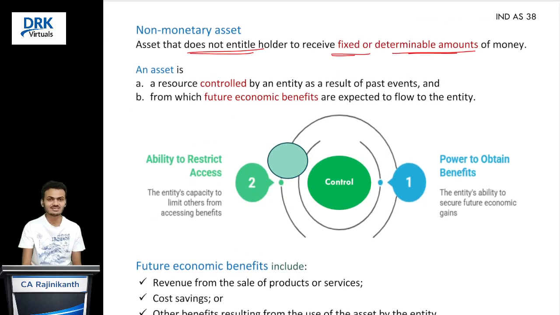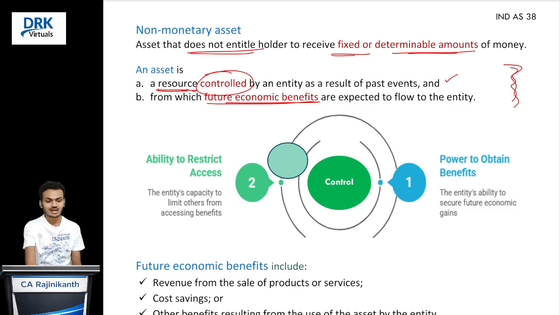What is the meaning of asset first? We are studying this from CA Foundation level, correct? What is an asset? Basically, it is a resource controlled by the entity as a result of a past event. From that resource, future economic benefits are expected to flow to the entity. That is an asset. What is the meaning of control? Because we said that it is a resource controlled by the entity, correct?